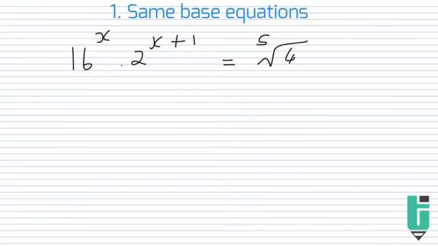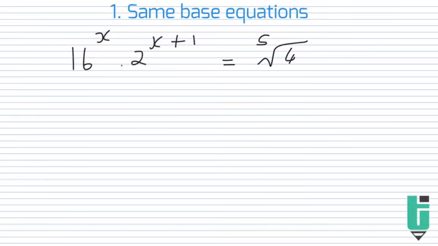So remember, our goal with these types of equations is to get a similar base throughout. So let's scope throughout and see what we have. Here we have a 16 as a base, raised to the power of x. Here we have a 2 as a base, raised to the power x plus 1. And on the right hand side, we have the 5th root of 4. Instinctively, you should see that the simplest base that you have throughout is this 2 over here. So the goal will be to try and get all the other bases to a 2 as well, so that we can simply set the exponents equal to each other.